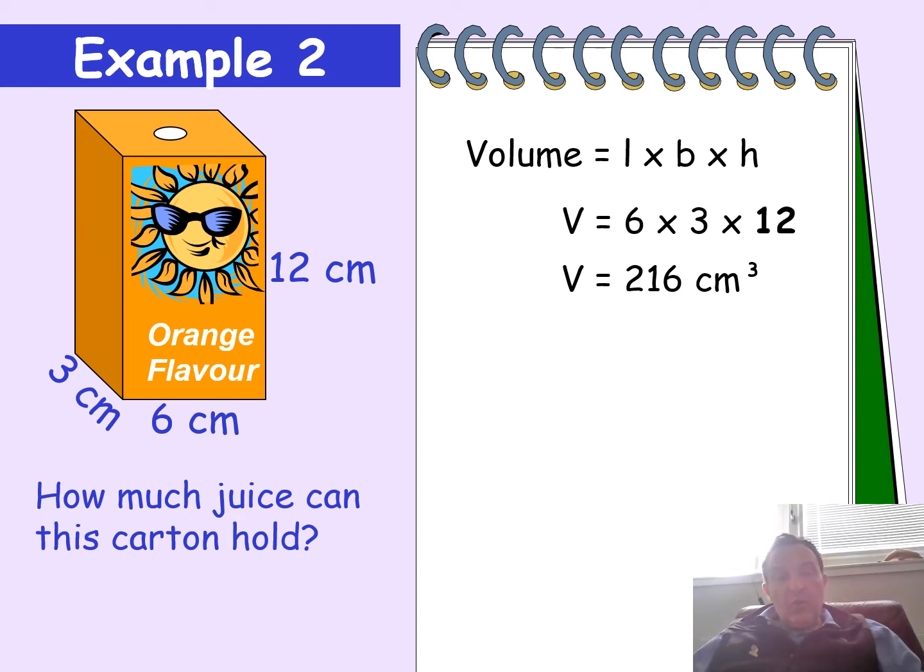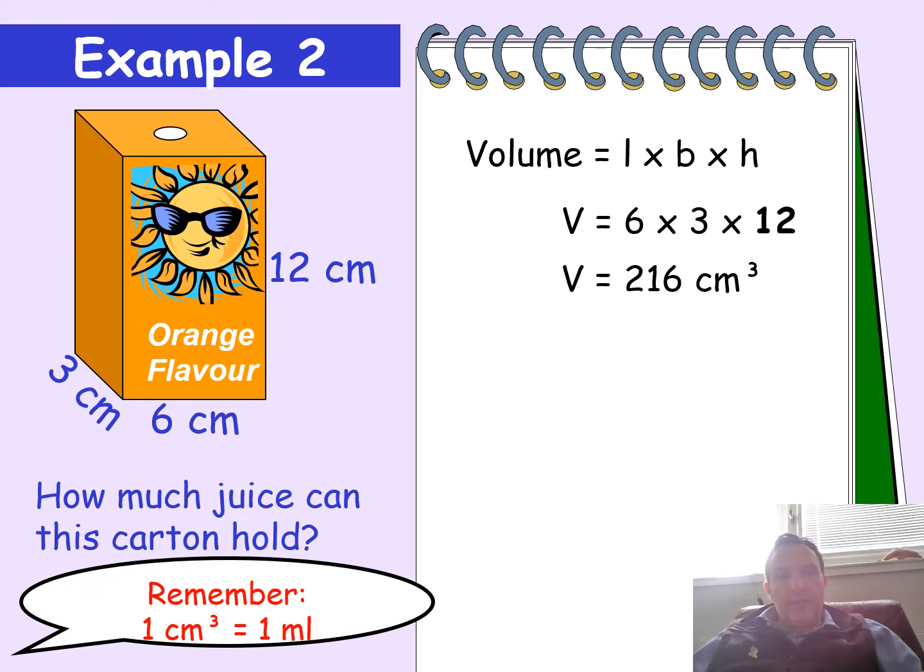But we don't normally talk about cartons of juice having a volume in cubic centimeters. It would normally be in milliliters. So you have to remember how many cubic centimeters there are in a milliliter and vice versa. So 1 cubic centimeter is 1 milliliter. So it's just exactly the same number, but the units have changed from cubic centimeters to milliliters. So that was our second example. So you can pause the video at this point and write that one down.